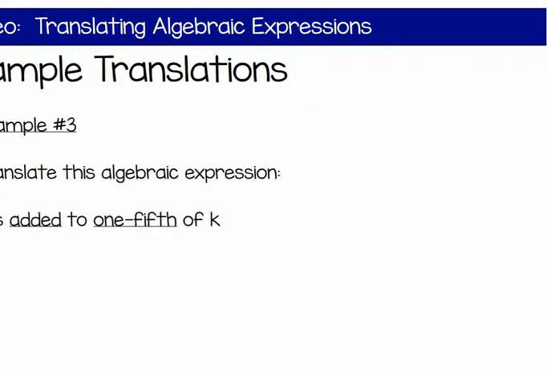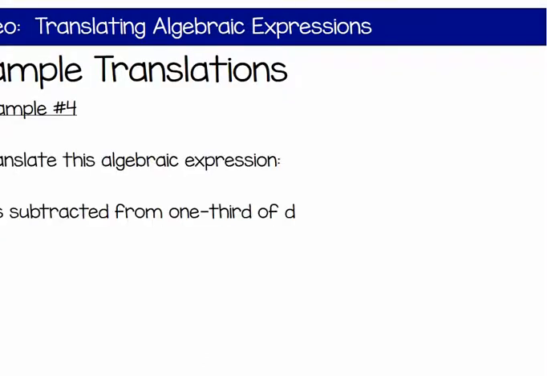Another example. Translate this algebraic expression. 9 is added to 1/5 of k. So we would first of all find 1/5 of k, 1 over 5 times k, then plus 9. Example 4. Translate this algebraic expression. 2 is subtracted from 1/3 of d. Solution, 1/3 times d minus 2.